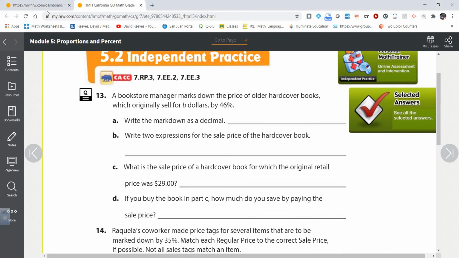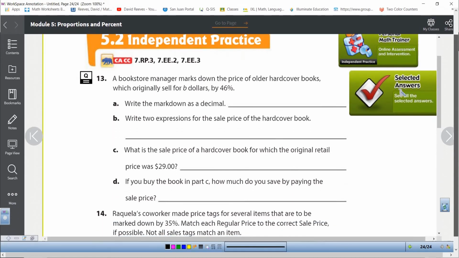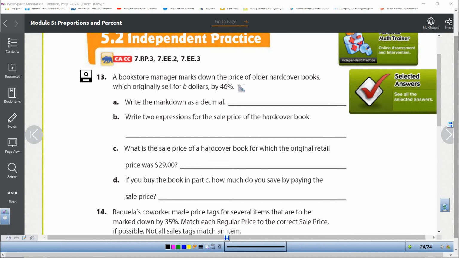It says a bookstore manager marks down the price of older hardcover books which originally sell for $B by 46%. Holy cow, 46%, almost half off. That is amazing. All right, what do we do first? Every time, boys and girls, ladies and gentlemen, we change the percent to a decimal, 0.46. So there it is, 0.46. That is the decimal, right?